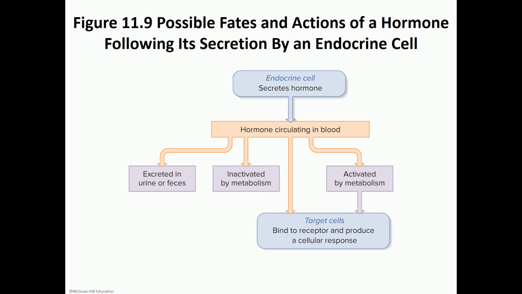What are the possible fates of a hormone after it's secreted by an endocrine cell? So all hormones are going to be circulated in the bloodstream. They can either end up being inactivated or excreted in the urine or feces, or they can become activated by metabolism and reach their target cells. Okay, in a target cell, they will bind to a receptor and then produce a cellular response.